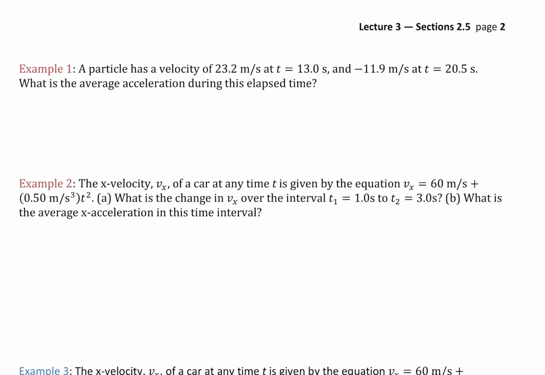So let's look at our first example, a nice simple one with average acceleration. A particle has a velocity of 23.2 meters per second at t equals 13 seconds and negative 11.9 meters per second at t equals 20.5 seconds. What is the average acceleration during this elapsed time? It's definitely a plug and chug problem. I did hopefully make it interesting by having the acceleration go from positive to negative.